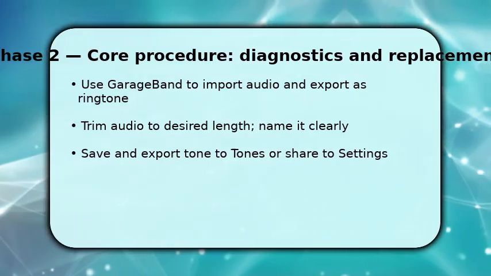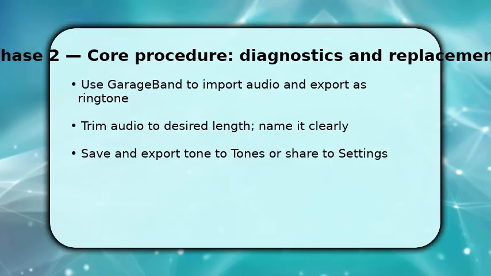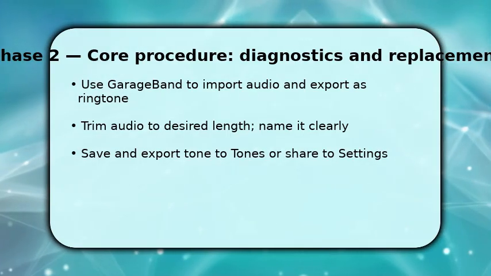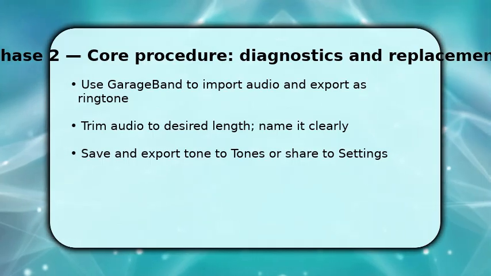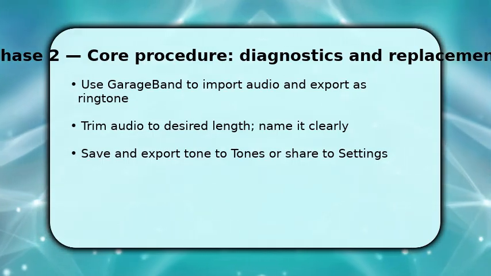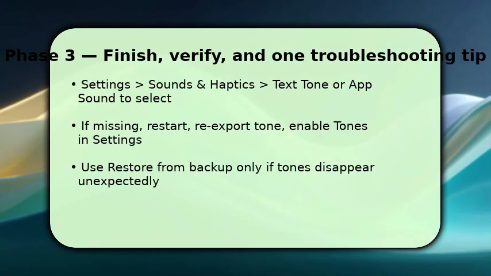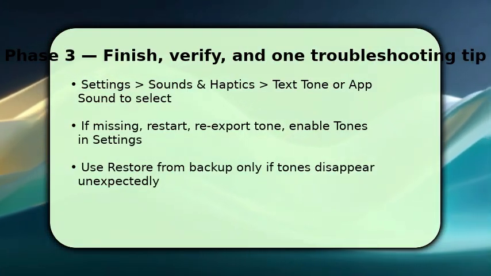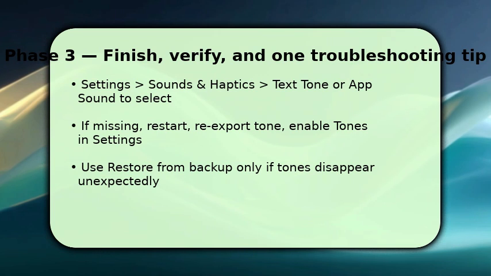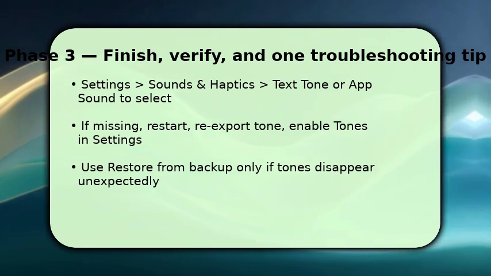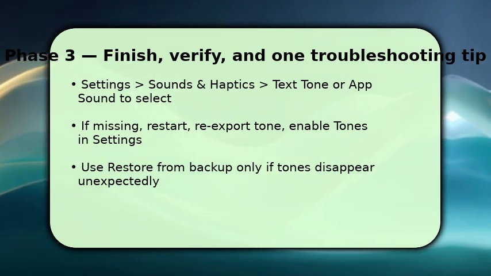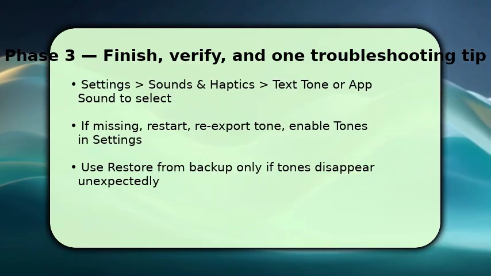After exporting, you'll be prompted to use the sound as standard ringtone or assign it. Don't pick ringtone unless that's your goal. Finally, assign the tone. Open Settings, go to Sounds and Haptics, then pick the specific alert type like text tone or an app sound. Find your custom tone under ringtones. Once done, tap it to apply and test with a message or alert.